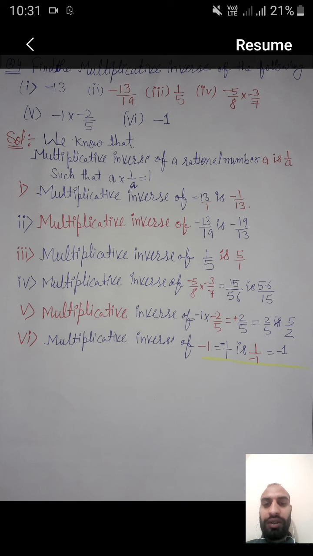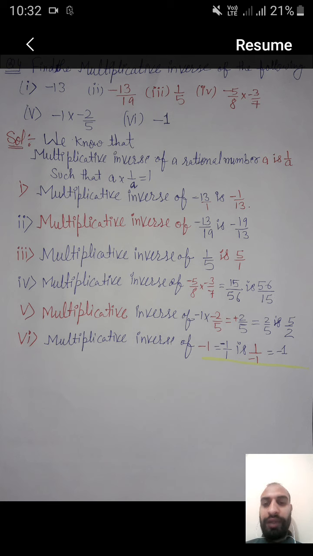Multiplicative inverse of minus 5 into minus 3 upon minus 8 into 7. Here you need to multiply 8 and 7 together, and 5 and 3. First 5 times 3 is 15, minus into minus is plus, so plus 15 is your answer. Downside, 8 times 7 is 56. So the number you have now is 15 upon 56. Now take the reciprocal of this, so it becomes 56 upon 15.